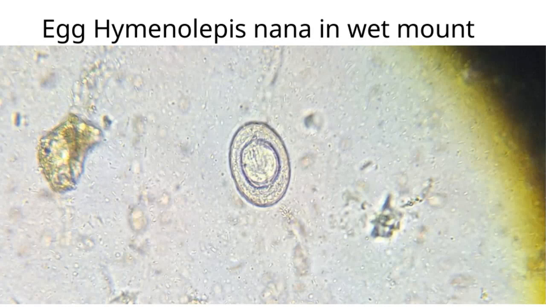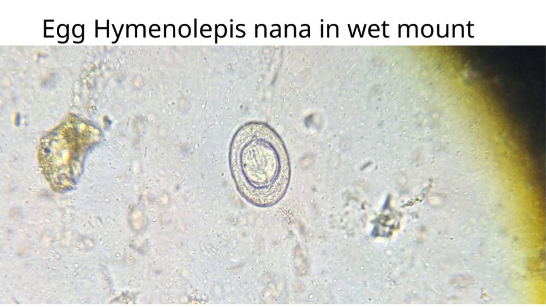Today, I want to focus on observing the egg of Hymenolepis nana in a wet mount. As you can see, identifying these eggs is crucial for diagnosing hymenolepiasis, which is a common tapeworm infection. When examining a wet mount, the key features to look for include the shape and size of the egg, as well as the presence of the embryonic stage inside.